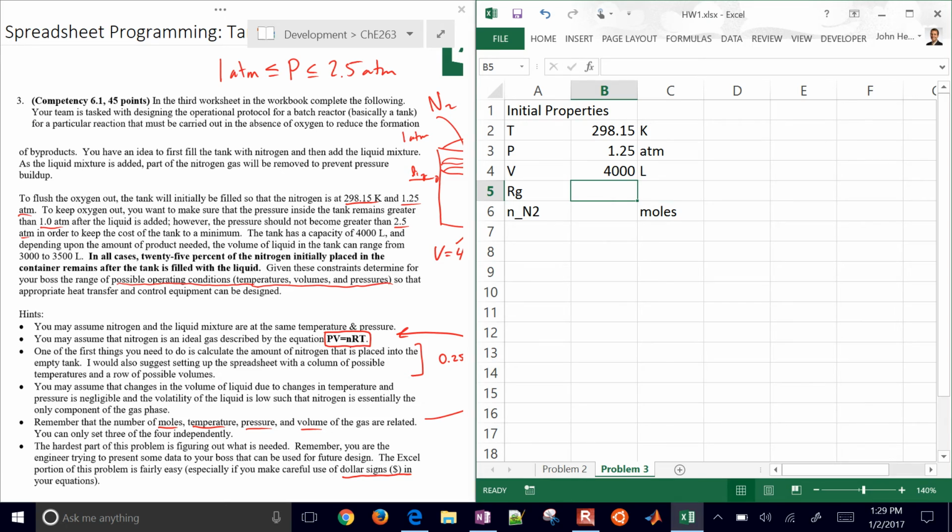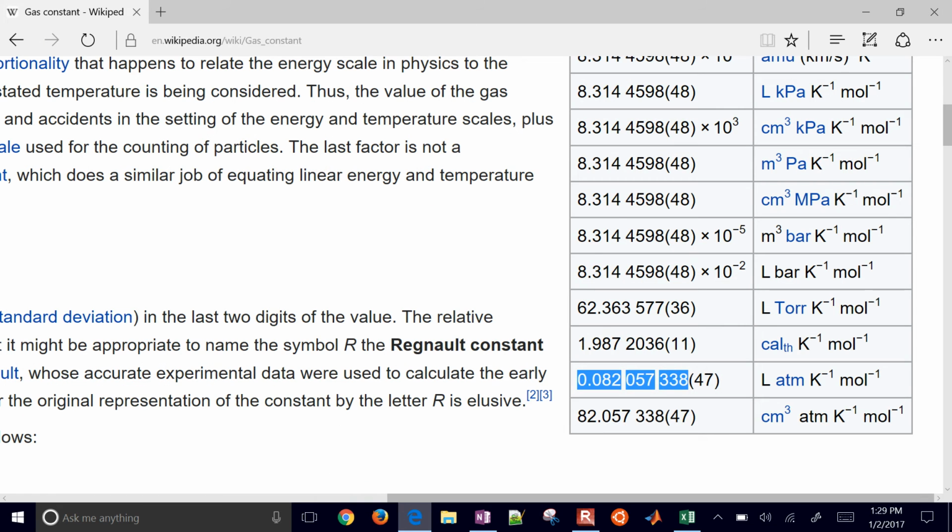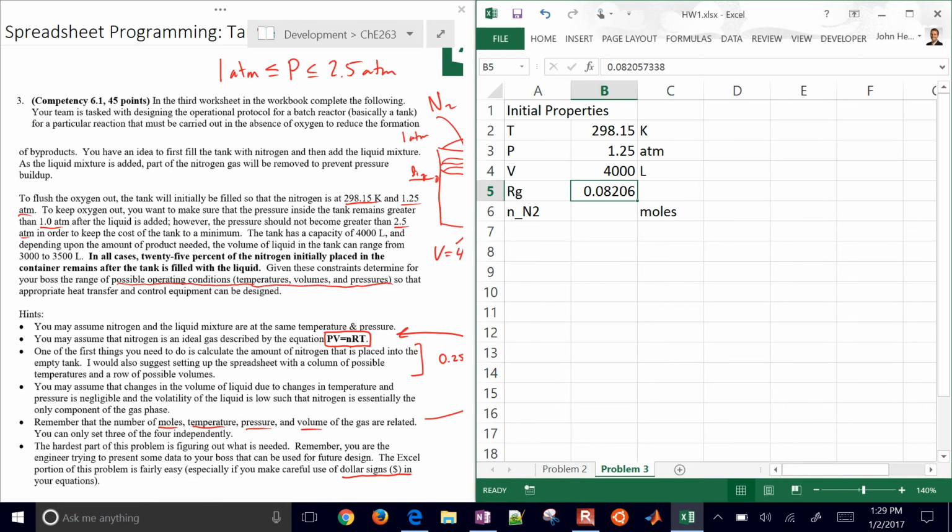Let's see if it pastes. Oh, it didn't paste. Oh no, it did, it just took a little bit. So it pasted in, and that is liters atmospheres divided by Kelvin mole. Okay, so got it.